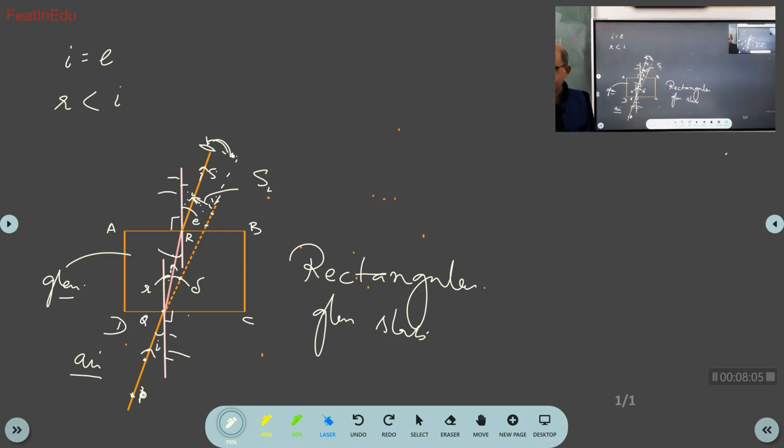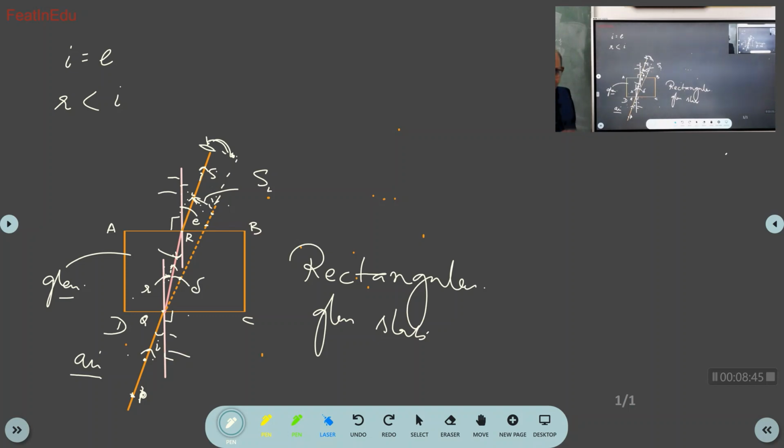Why? Geometrically, this is parallel to this, and this line is connecting these two points, so these two angles become alternate angles. Got it now? Yes, sir. So for the ray entering from this medium to this medium, this is the angle of incidence and this is the angle of refraction. But for the ray entering from this medium to this medium, this becomes the angle of incidence and this becomes the angle of refraction. Got it? Yes, sir.